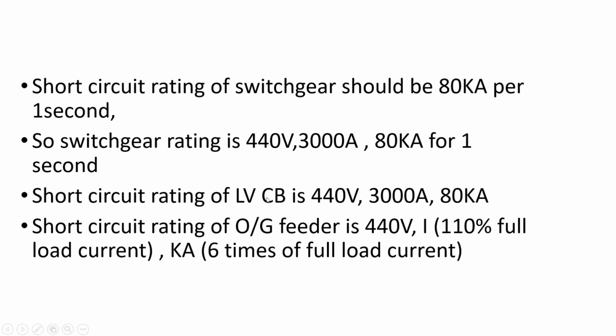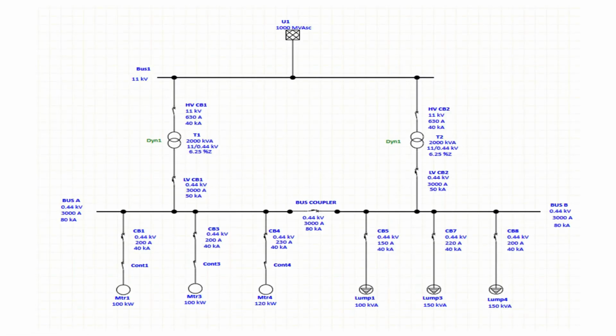Similarly, for the short circuit rating of the LV circuit breaker I have to choose 440 volt, 3000 ampere, 80 kilo amperes, which is greater than the system fault current of 40 kilo amperes. Similarly, for the outgoing feeder short circuit rating I can choose 440 volt, with current based on 110% of full load current, and short circuit kilo ampere 6 times the individual full load current of the connected equipment. So these are the things. The calculation part is over.